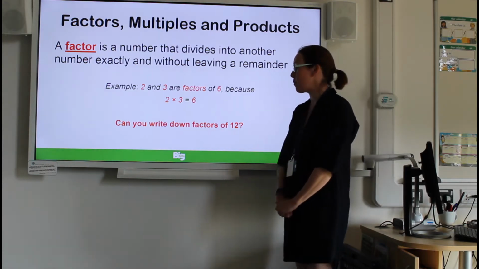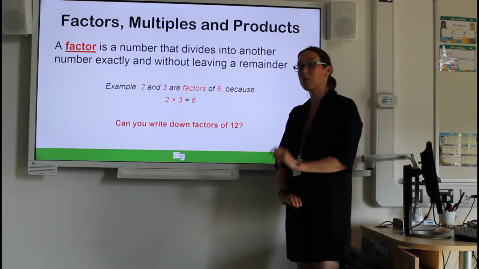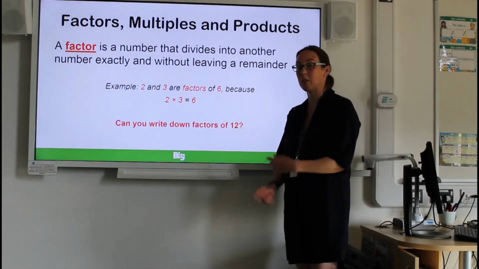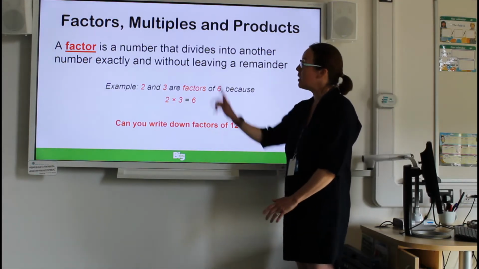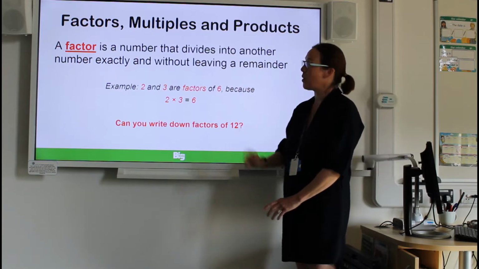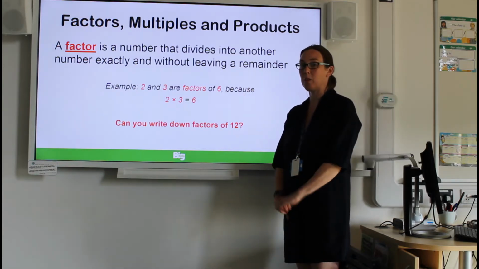Can you write down factors of 12? So pause the video and have a go at writing down some factors of 12. Remember, numbers that divide into 12 exactly without leaving a remainder.